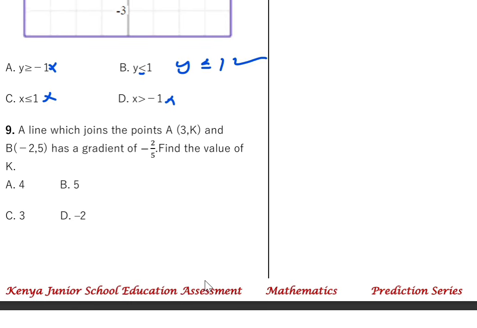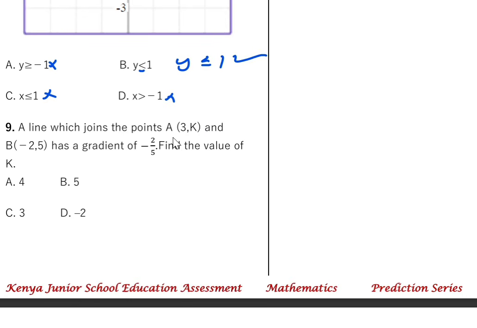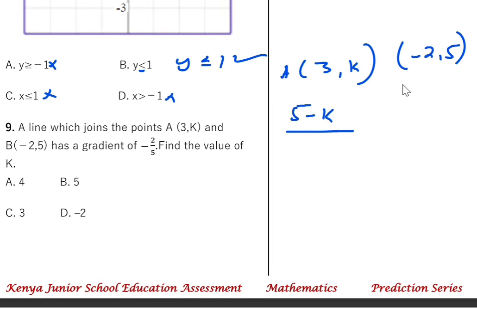Number 9. A line which joins the points A(3, k) and B(-2, 5) has a gradient of -2/5. Find the value of k. So you know that gradient is change in y over change in x. The points are, here we have 2 points: (3, k), and we have another point, (-2, 5). I'm going to start with this point. So (5 minus k) over (-2 minus 3) is equal to the gradient which we have, -2 over 5. I'm going to simplify this.